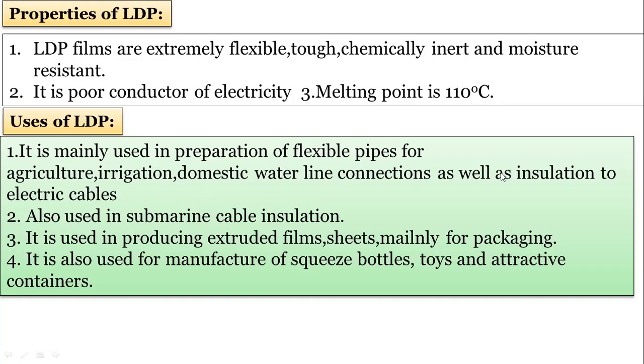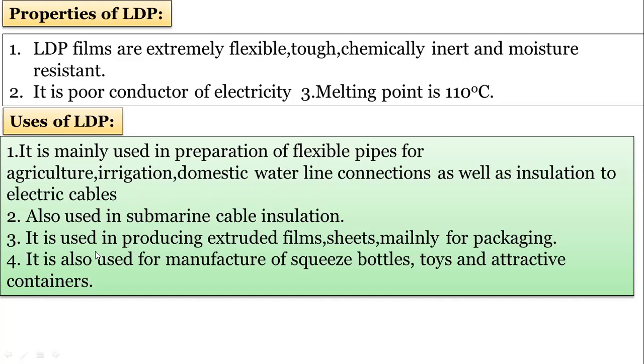Also, these are used as insulation for electric cables because these are poor conductors of electricity. And the second use is also in submarines. Under the water, these are used for cable insulation because they have the property of being poor conductors of electricity.